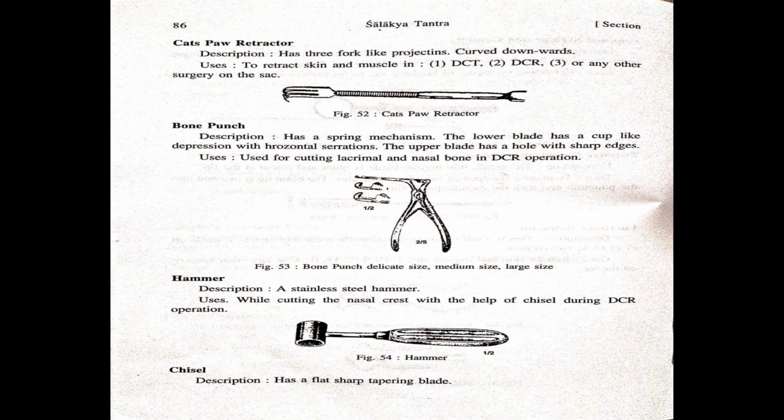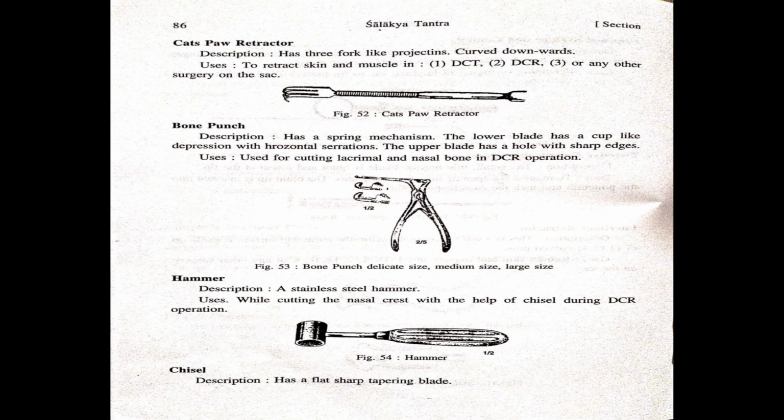Bone punch. Description: has a spring mechanism. The lower blade has a cup-like depression with horizontal serrations. The upper blade has a hole with sharp edges. Uses: used for cutting lacrimal and nasal bone in DCR operation. Figure 53, bone punch: delicate size, medium size, large size.